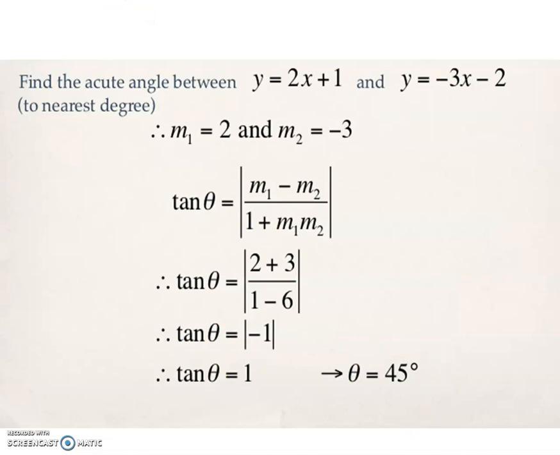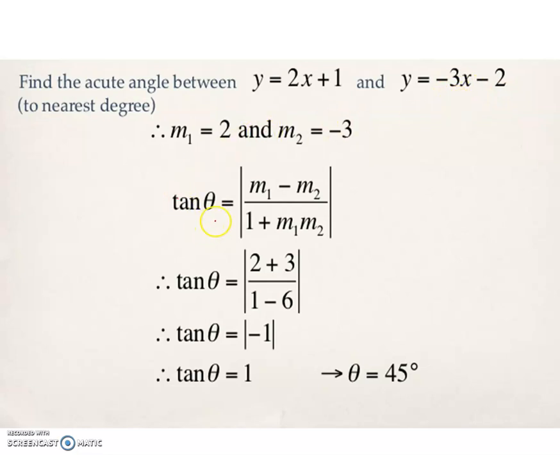Next example, find the acute angle between y is equal to 2x plus 1 and y is equal to minus 3x minus 2. We know that m1 is equal to 2 and m2 is equal to minus 3. We know y is equal to mx plus c. So m1 is equal to 2 for the first line, and y is equal to minus 3x minus 2, m2 is equal to minus 3.